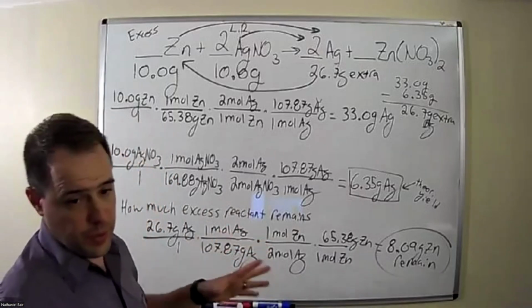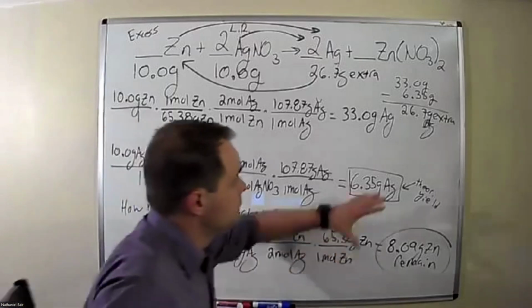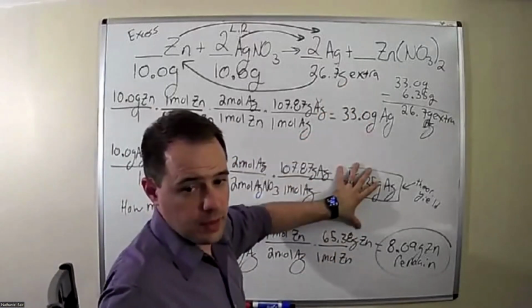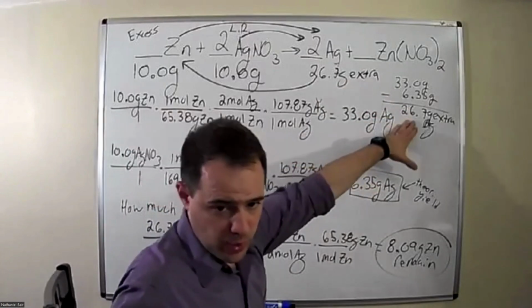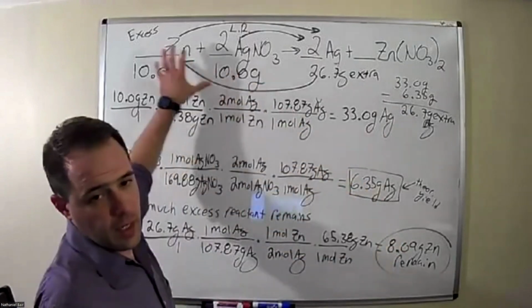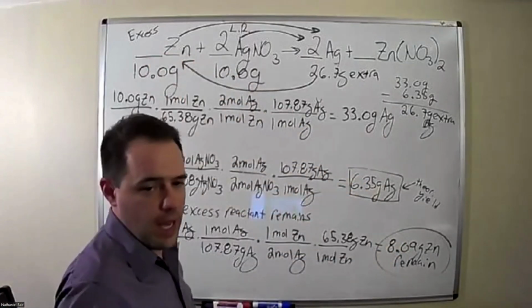So that's how I personally do it. Again, how did I do this? We take the amount the excess reactant would have let you make minus the amount the limiting reactant lets you make, figure out how much extra product you could have made, rip that extra product back apart, and figure out how much reactant would be left.